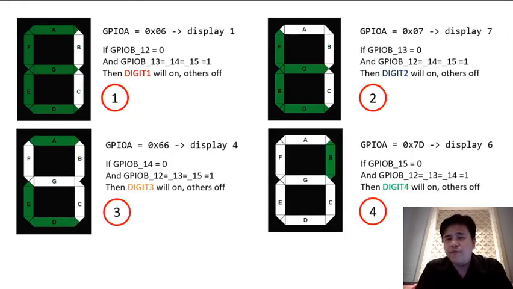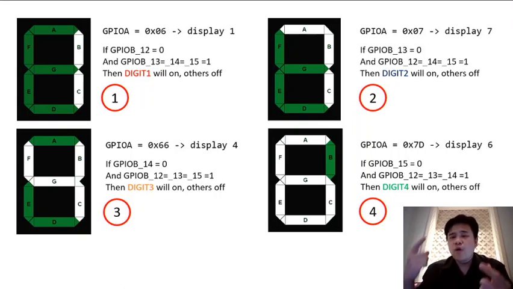Then if you have 4 patterns here, 1, 7, 4, and 6, you can follow this: 1 appears on digit 1, 7 appears on digit 2, 4 appears on digit 3, and 6 appears on digit 4.